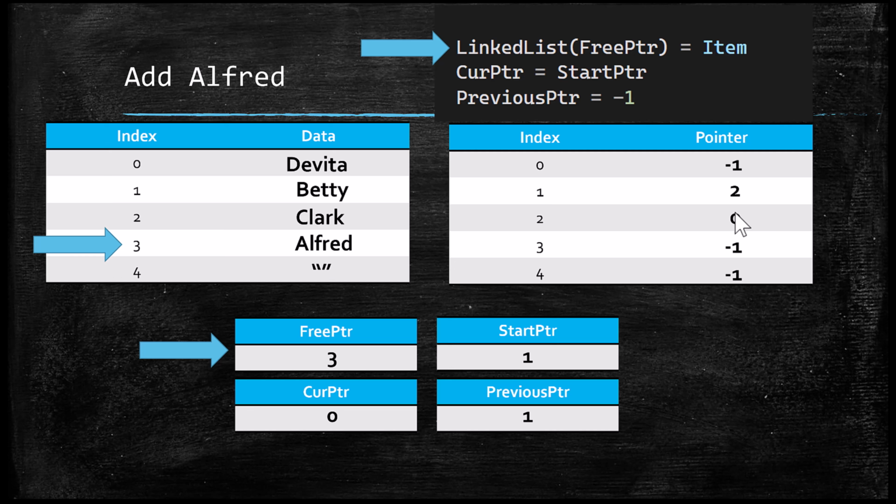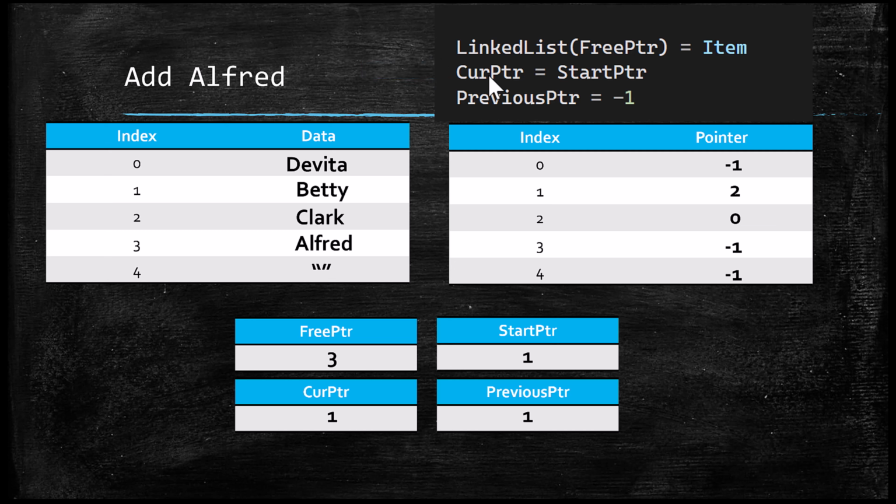We need to reset that current pointer back to our start pointer just to make sure we're starting at the beginning. Because when we left off with our last name, current pointer was set to 0. That is not our starting pointer. So it's very important you reset that current pointer back to the starting pointer, which is 1. So we're going to get rid of current pointer, and we're going to put in the value of 1.